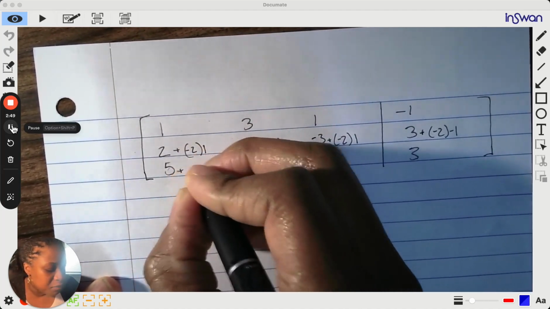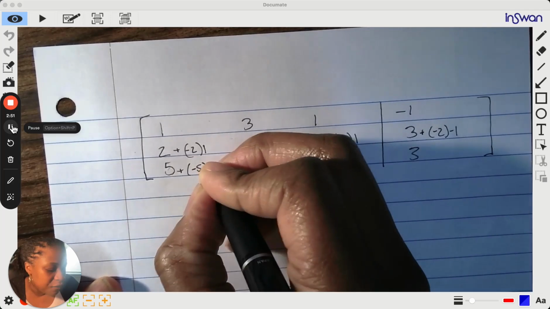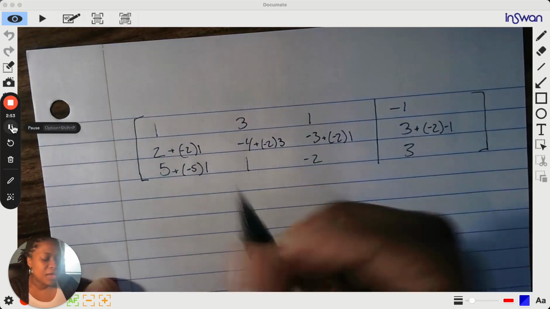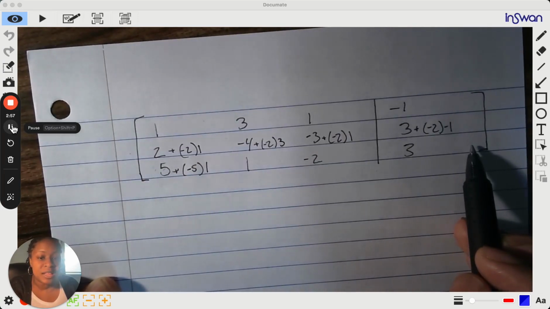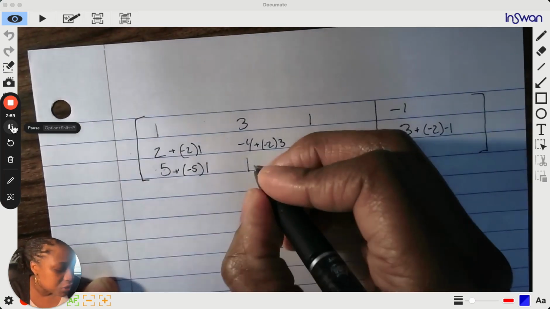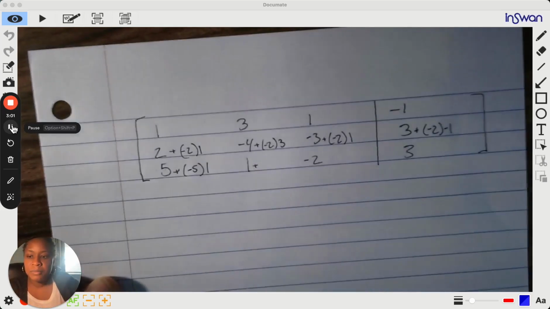So I'm going to do the same thing here. I'm going to do negative 5 times 1. But then I also have to distribute that negative 5 to all the other variables in this row because they're part of the same equation. So I'm going to do the same thing.